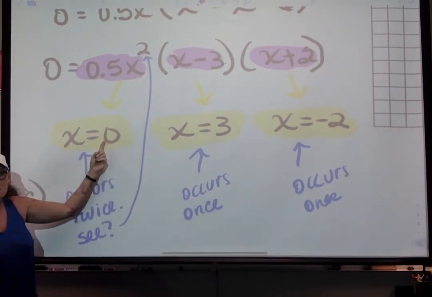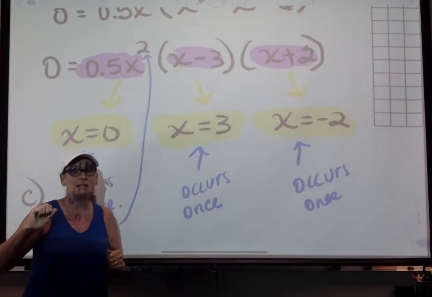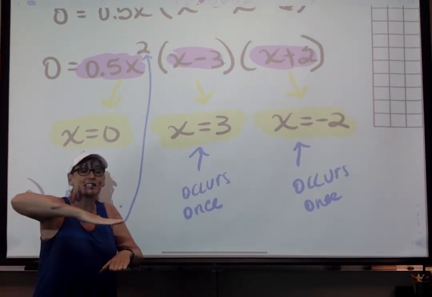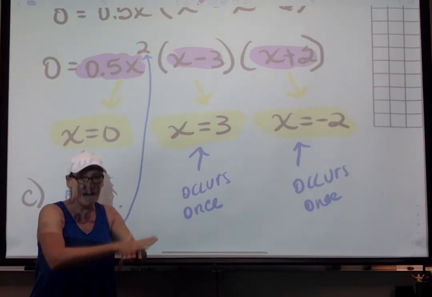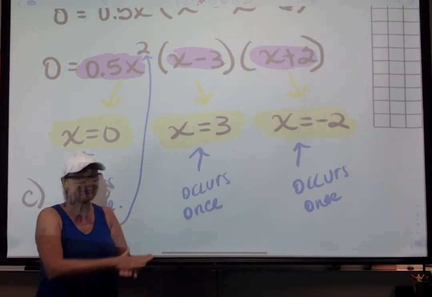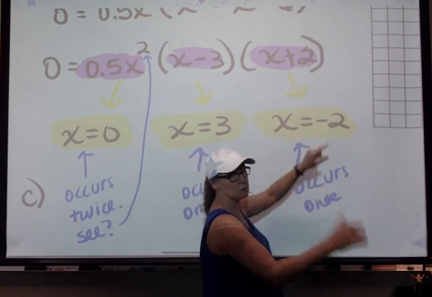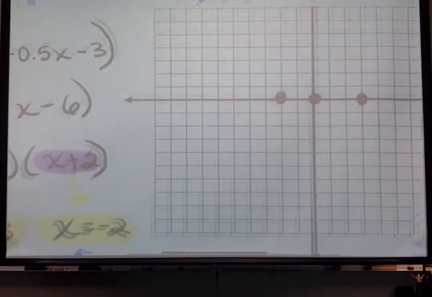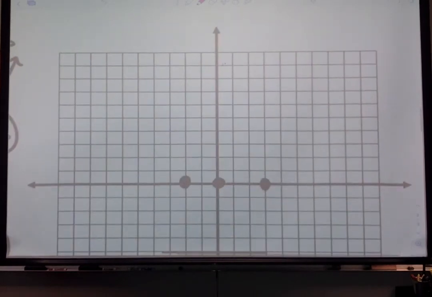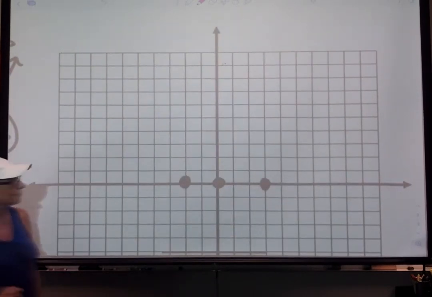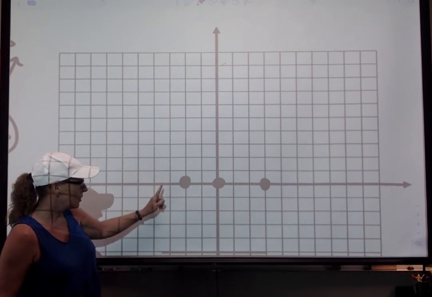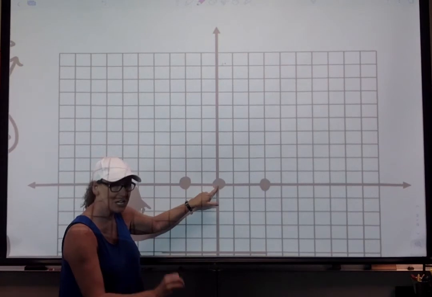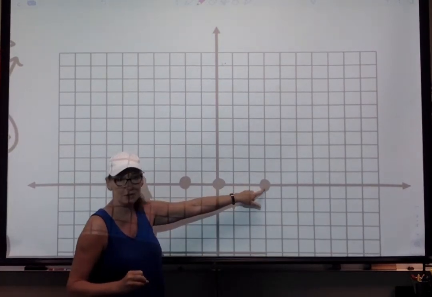What does it mean that this one occurs twice? That means when I go to graph it, the graph only touches. So it's going to sit on the axis where x is 0. This one's going to cross through. This one's going to cross through. This one's only going to touch. All right, so I've graphed my zeros. Remember, my function is going to cross through here, touch here, cross through here.